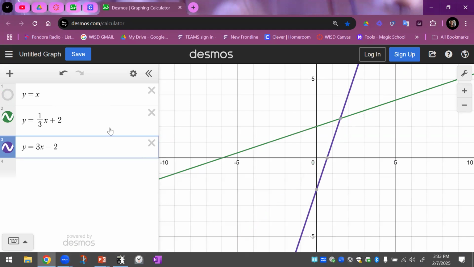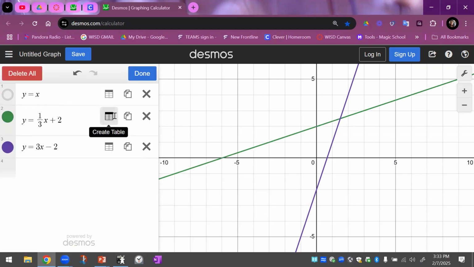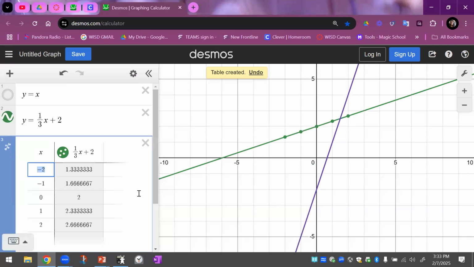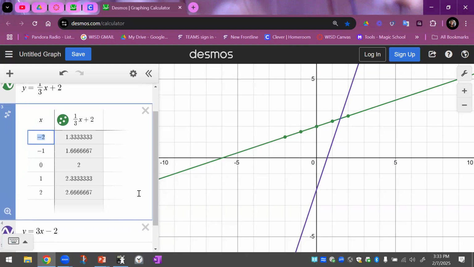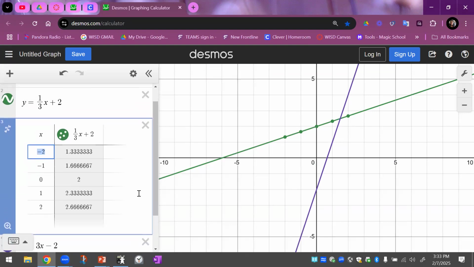So now that I have them, remember to look at the table. How do I open the table on Desmos? And the little gear, right? Click on the gear, and it's going to open your table. That's how you open the function table. Not create a table. How do you open a table that already is created?